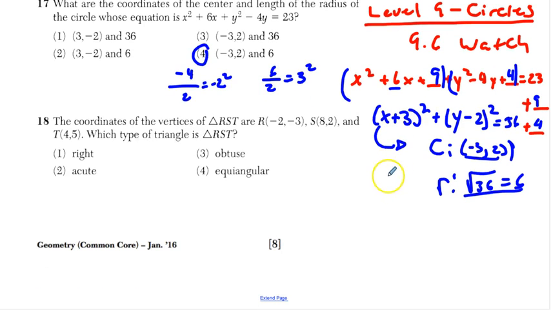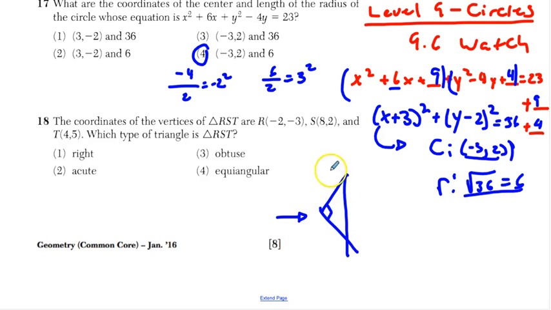And then number 18. The coordinates of the vertices are R, S, and blank. What kind of triangle is this? Is this a right triangle, acute, obtuse, or equiangular? That's a pretty easy question. Now, if you just looked at this, I'm just saying go graph it. It's going to look something like this, all right?